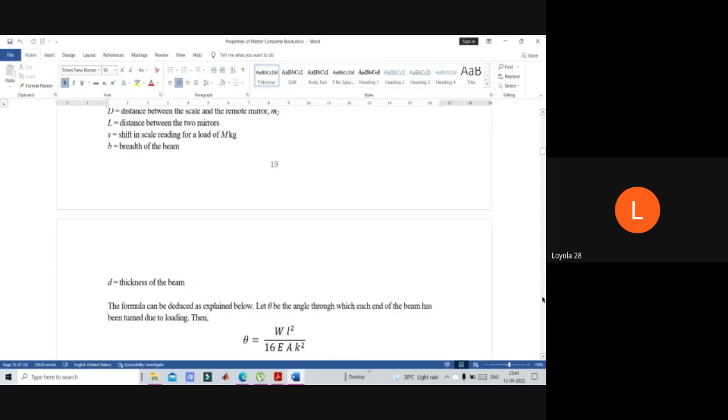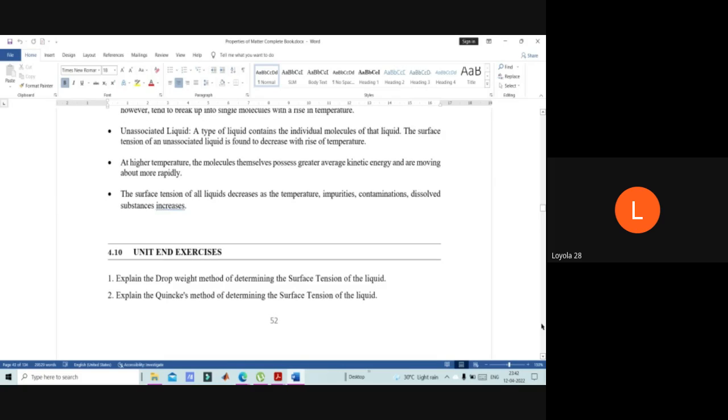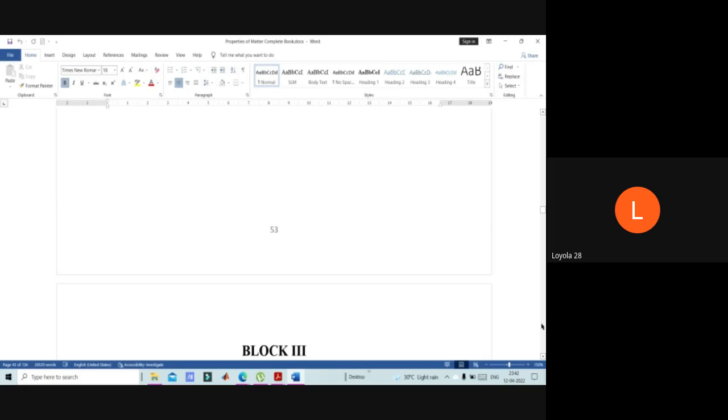So determination of surface tension is unit 2, in which we have a lot of experiments. So drop weight method, angle of contact, and Quincke's method, and variation of surface tension with temperature, then Jaeger's method, then applications. So this is unit 2 of surface tension. These experiments are very important, as you can answer the big questions using these experimental questions with a neat diagram and explanation.